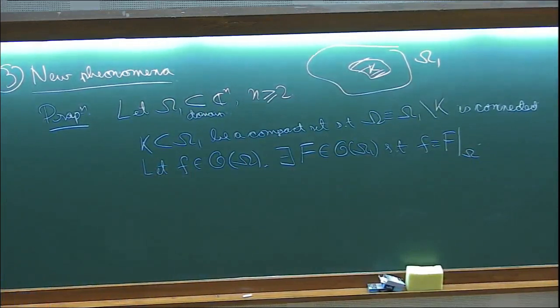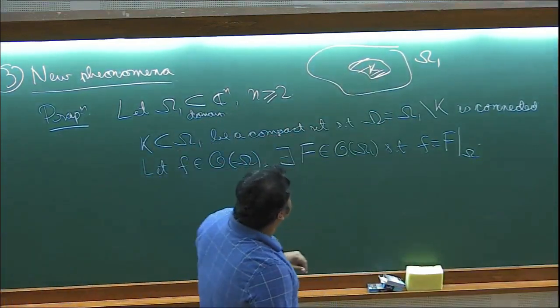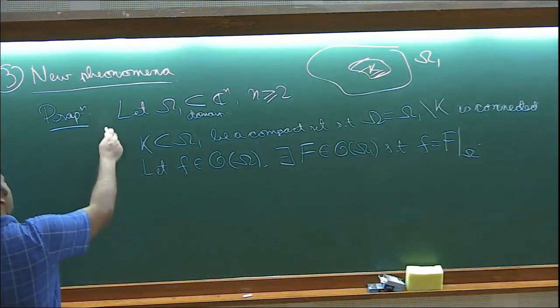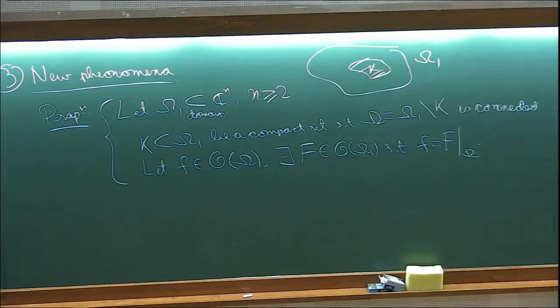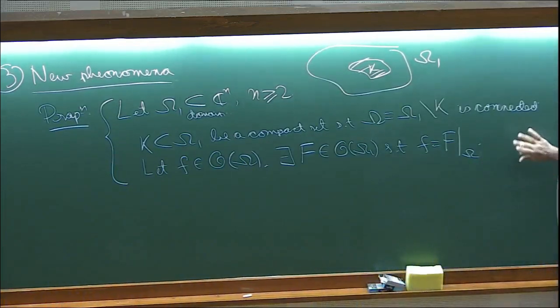This is false in one variable, right? Why is this false? 1 by z, 1 over z minus p, where p is some point here. That already provides a counterexample. So we have to understand a little bit where this is coming from. What are the features of the number 2 and higher numbers that the number 1 doesn't possess, as a result of which this thing happens? There are several ways of looking at it, but since we are mostly talking about the Cauchy-Riemann equations, let us try to approach this question from there.